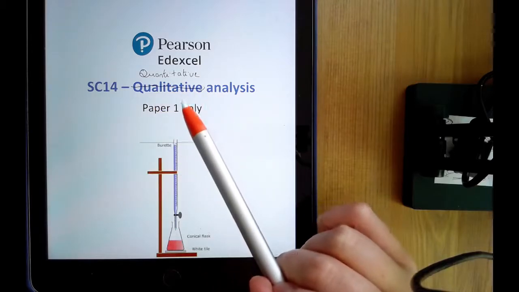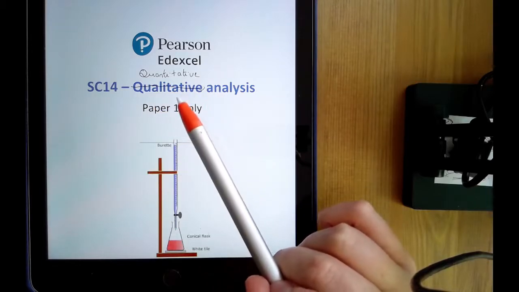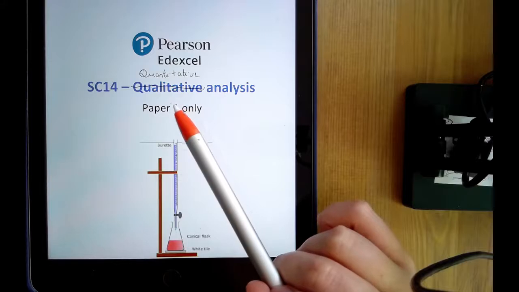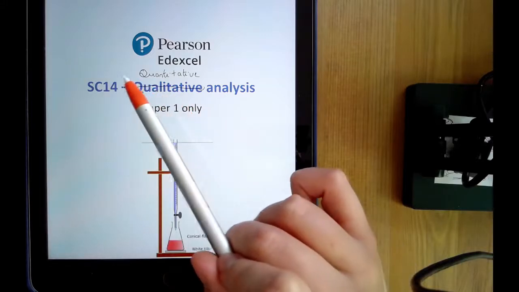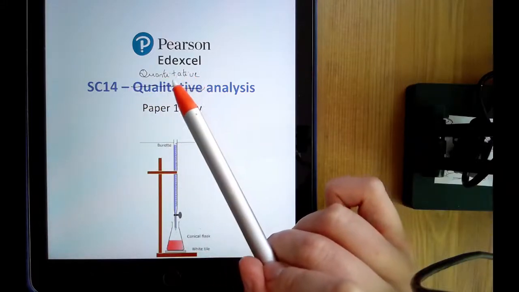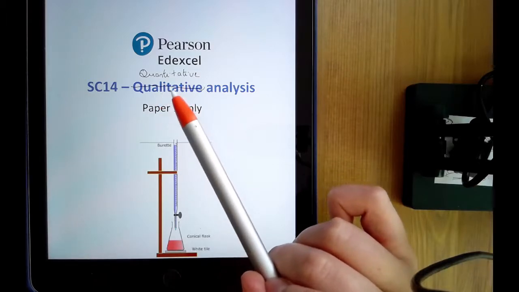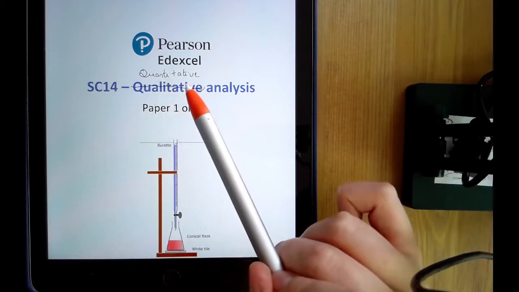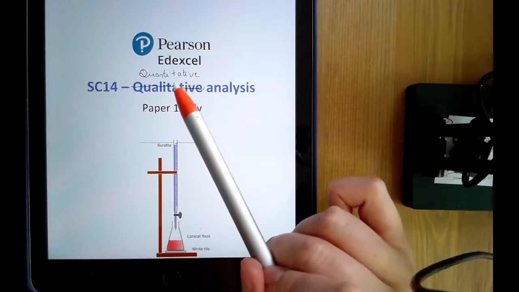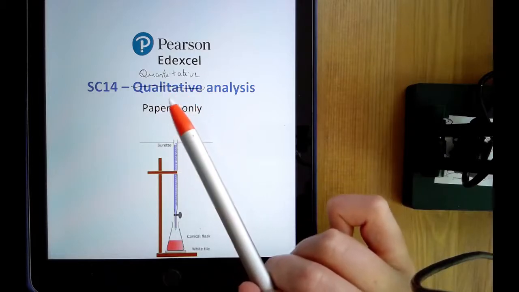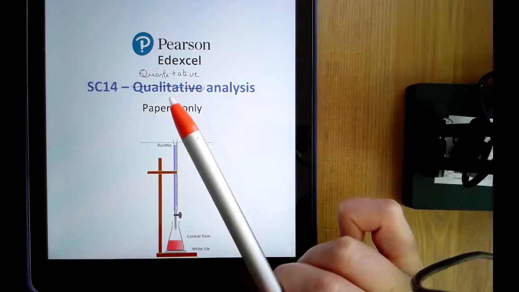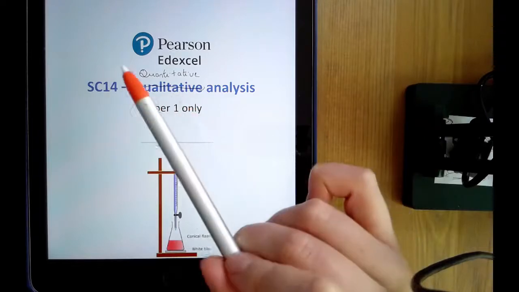If it's qualitative, you've got an unknown solution and you run tests to find out what chemicals are present. If it's quantitative, you're trying to find out the amount, or the quantity, of those chemicals present. And quantitative analysis involves calculations. So this is another calculations topic that builds on from CC9, the topic that we did on moles.